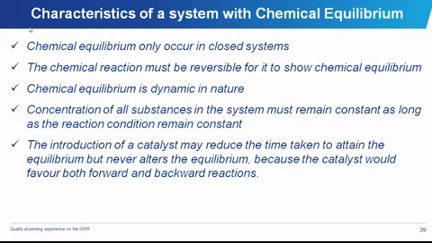What are the characteristics of a system with chemical equilibrium? Firstly, they always occur in closed systems. Any system that is going to have a chemical equilibrium must be closed. The chemical reactions must be reversible, and the system must be dynamic in nature.